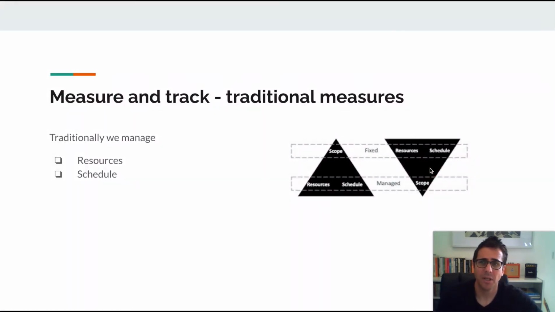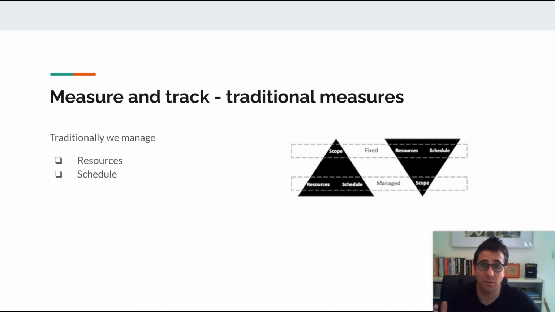Before I do, let's have a look at how traditionally we would measure success in an organization or in a team. So these triangles, inverted triangles, I've talked about a lot, and you can go on my blog and read a lot about them. But traditionally, we work on the regular triangle, or pointing triangle, where we manage resources and schedule. They're the things that we manage, and so hence we measure those. So what we've been looking at traditionally is how much is it costing, and are you on time? Are we there yet? How much is it costing? That's what we manage in traditional projects.